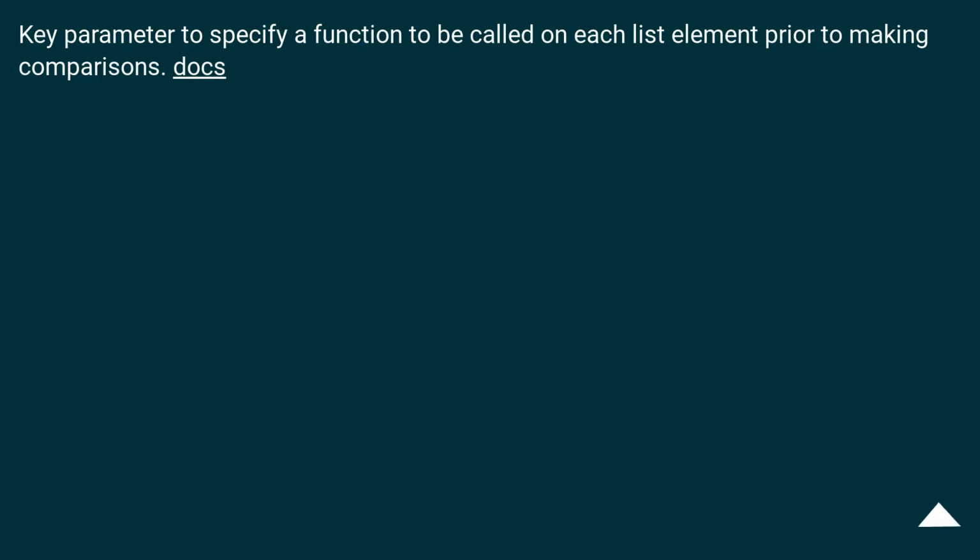Key parameter to specify a function to be called on each list element prior to making comparisons. Docs.